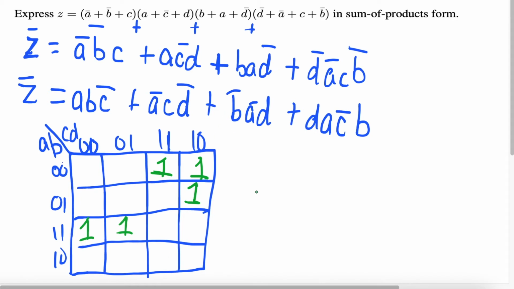Now for the next part, we have d, a, c bar, and b. So we have when d is equal to 1. So d is equal to 1 in the third column and the second column, right? So that's when d is equal to 1.